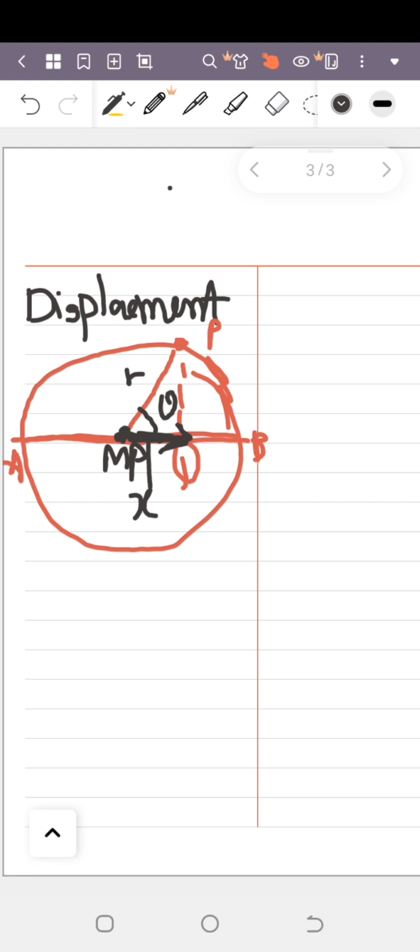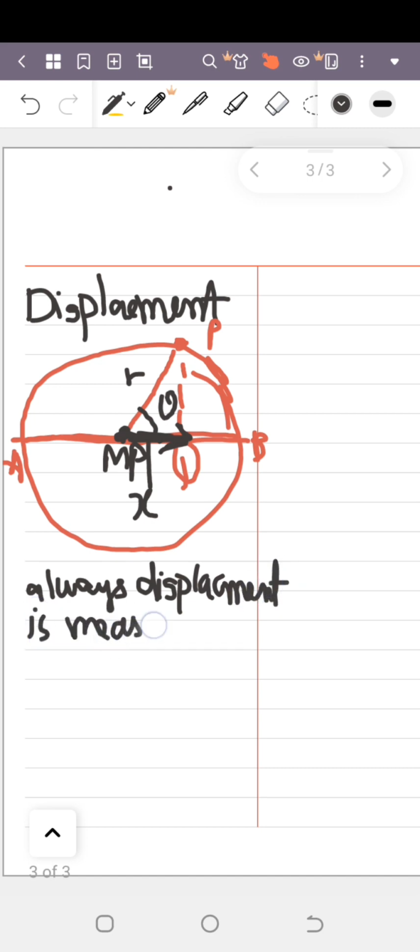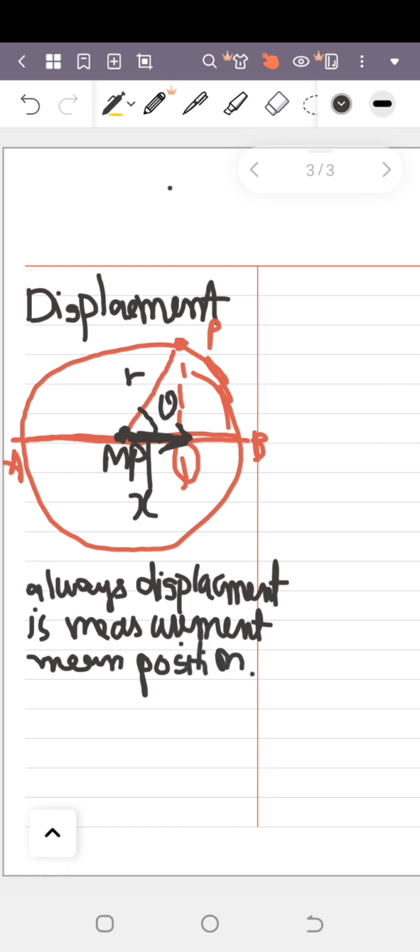x is basically the displacement from the mean position to the shadow of the SHM. So first of all, always write: displacement is measured from the mean position. Where will displacement always be measured from? Always the displacement will be measured from the mean position. x here is basically the displacement of the shadow.